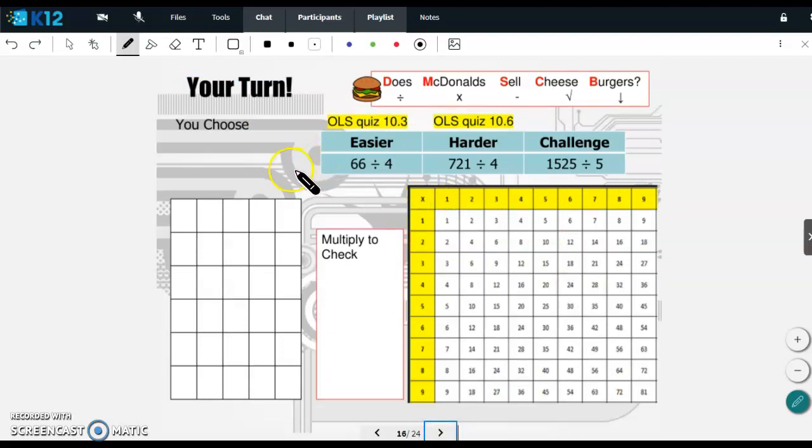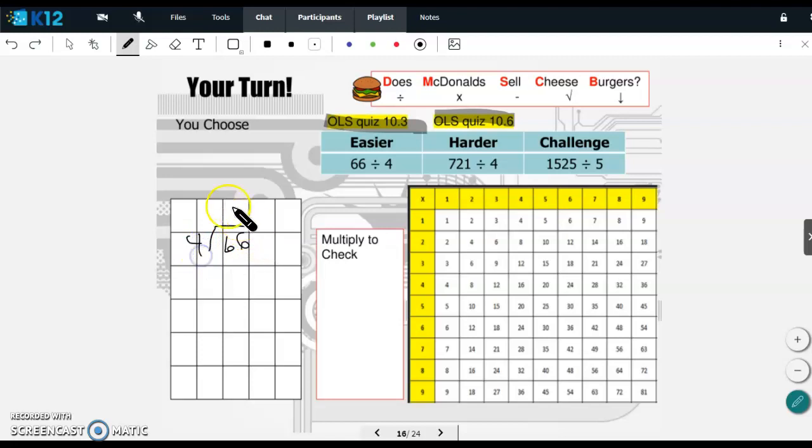Okay, this one you get to choose. Are you going to do the easier one? If you do the easier one, it is from quiz 10.3. If you do the hard one, it's from 10.6. Go ahead and try that on your own, and let's see what you get. I'm going to do it very quickly right here, and that way you can check it, okay?